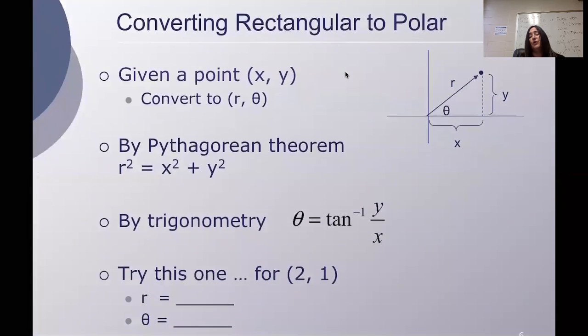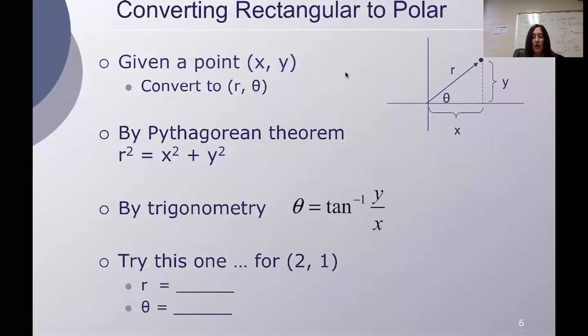You should also be able to convert the other direction. If you're given a rectangular point, you should be able to convert to polar, r theta. What you would need for this is your Pythagorean theorem, because that's going to help us find our r. You need to use inverse tangent to find your theta. So if we have the point 2, 1, we would say r squared is equal to 2 squared plus 1 squared. So then r would be the square root of 5.